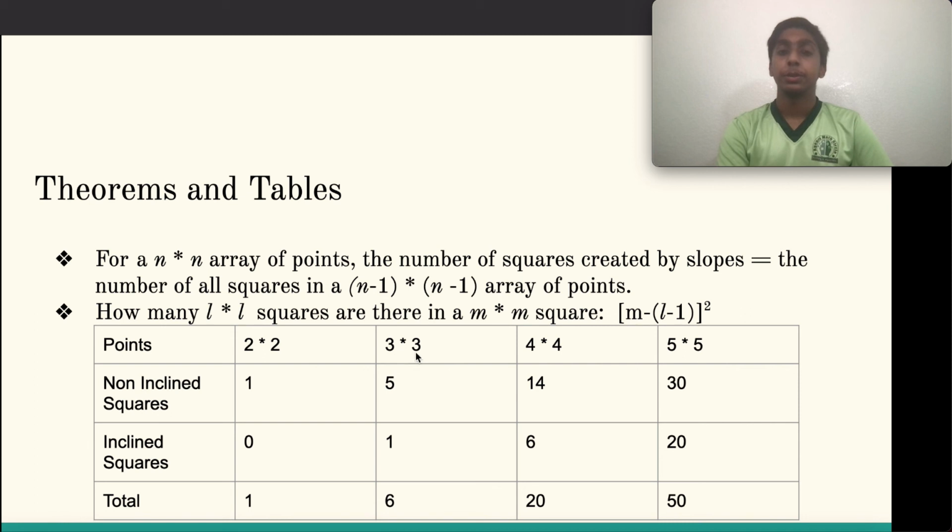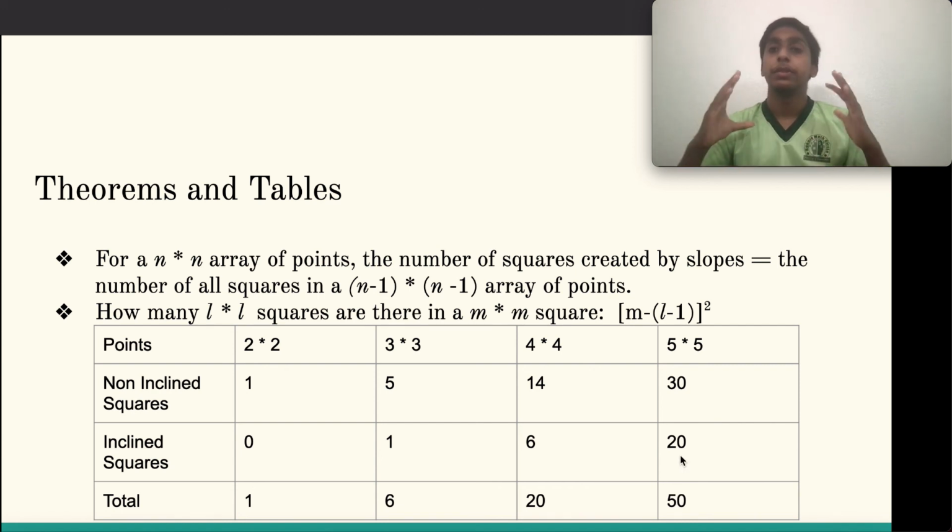For a 3 times 3 array, we have 5 non-inclined squares and 1 inclined square, so 6 total squares. For a 4 times 4 array, we have 14 non-inclined squares, 6 inclined squares, so 20 total squares. For a 5 times 5 array, we have 30 non-inclined squares, 20 inclined squares, 50 total squares. Basically, we're just trying to calculate the number of different squares we can form in this array of points with the same number of rows and columns.